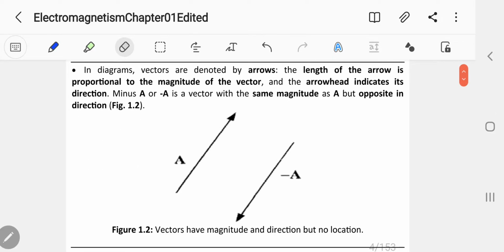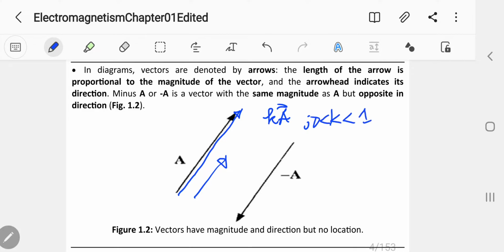So looking at this diagram, the length of the arrow here is the magnitude of the vector. If you have an arrow that is smaller with the same direction, that is some constant times a vector, where k is greater than 0 and less than 1. Then the two are proportional to each other, with proportionality constant k.